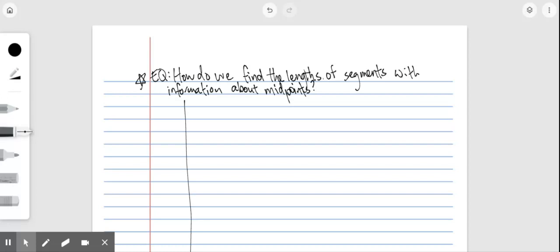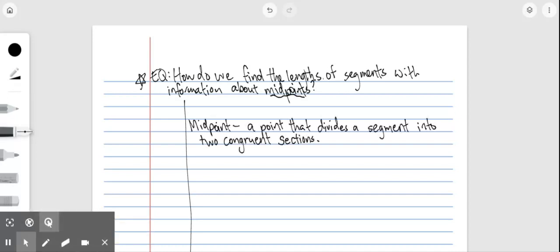A few things we should do is first decide, what does the word midpoint mean? If you're thinking about it right now, you probably have a pretty good guess about what the word midpoint means. And you would probably be right. So I'm going to write a definition. A midpoint is a point that divides a segment into two congruent sections.